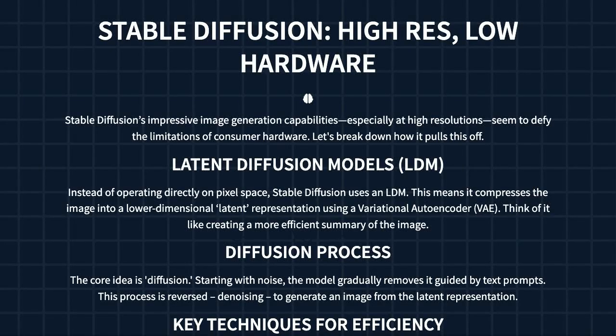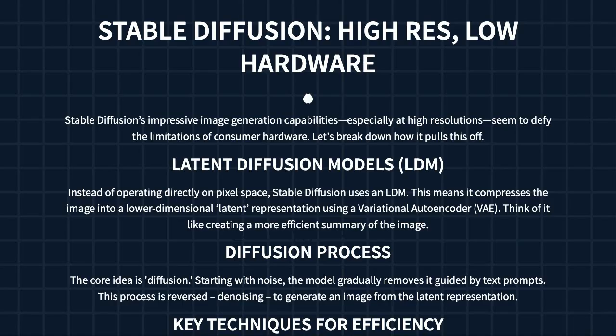Okay, let's talk about how Stable Diffusion manages to create such stunningly detailed images even on relatively modest computers. It's a clever bit of engineering. The key is this thing called latent diffusion models, LDMs. Instead of working directly with the raw pixels of an image, which would be incredibly demanding, Stable Diffusion first compresses those pixels into a low-dimensional latent representation using something called a variational autoencoder. It's like creating a super efficient summary of the image.